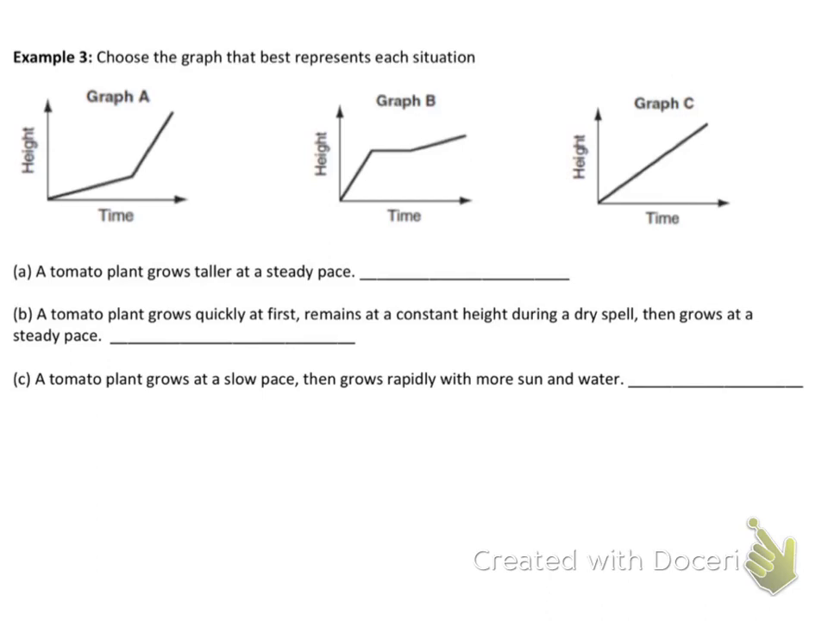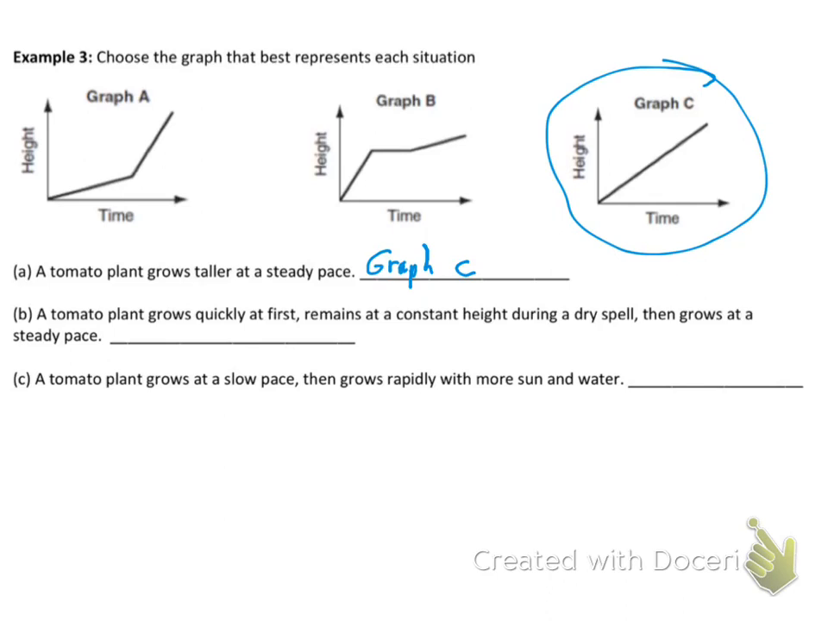So the first story is a tomato plant grows taller at a steady pace. So that steady pace is saying that it's staying the same as it's growing. So which of these graphs is staying the same? Graph C is staying the same. So graph C is going to represent this first story because you notice as time increases, that height increases as well at a regular pace.